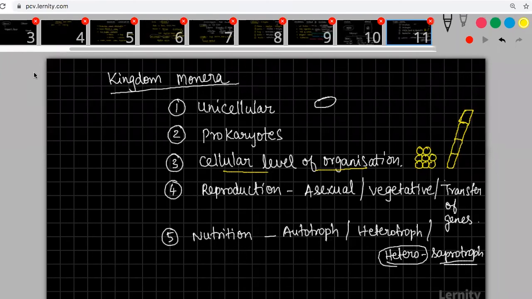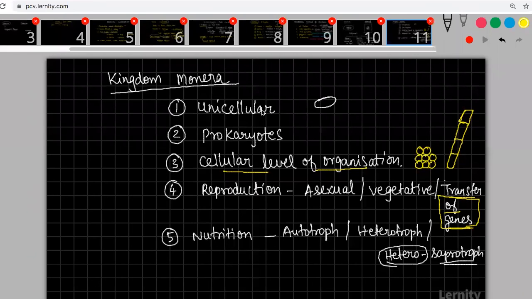Okay, that is what I am saying. They can reproduce by conjugation. That is what I have mentioned as transfer of genes. Conjugation only I have mentioned as transfer of genes. I will explain this thing when we are coming there.